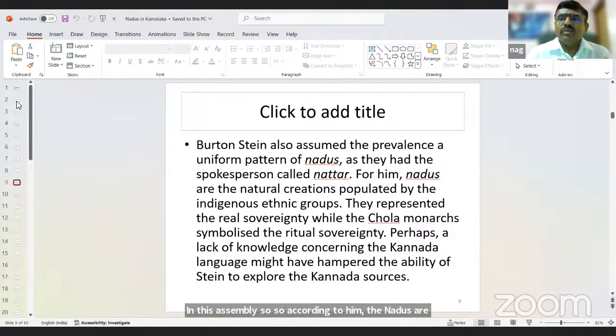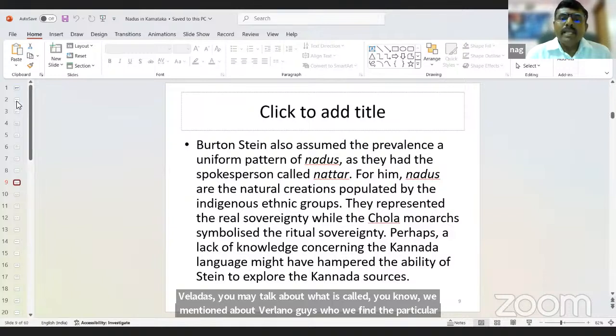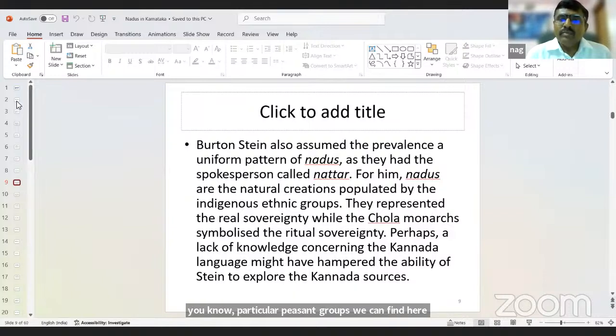They are naturally evolved institutions, that is, particular units of administration, having large numbers of indigenous ethnic groups like Tamil peasants. You may talk about Vellalas, you may talk about Vellanvagai, the particular peasant groups we can find here, or the land owned by the peasants. So basically they were peasant proprietors. The Nadu members were peasants, and they used to manage their own land.